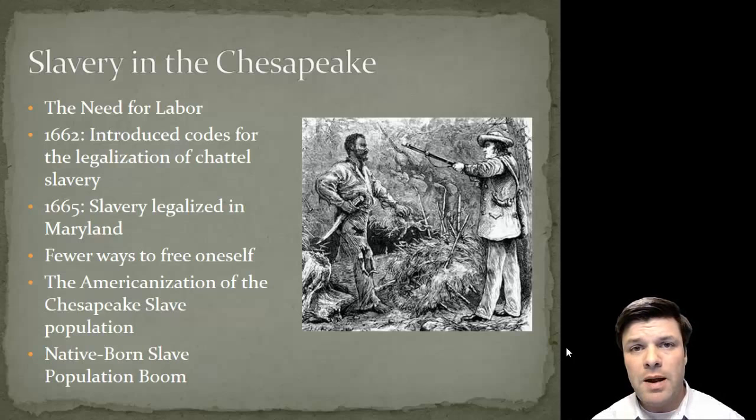Because slaves were treated better, they generally lived longer. And as they lived, they did things like got married and had children. And unfortunately, they passed that condition of slavery, servitude, on to the next generation of native born African American slaves. That's really the defining factor of the Chesapeake. This is not an African workforce, it's an African American workforce born and raised on the North American continent.